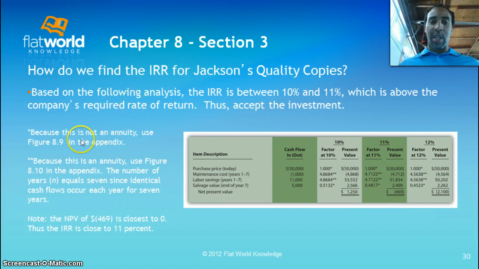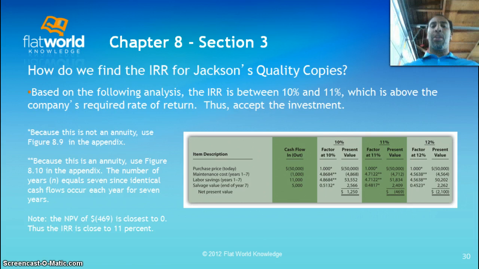So you see here it says because it's not an annuity, use figure 8.9 in the appendix, right? Just making sure that you know that the ones that are for annuity are for like maintenance costs. That you see right there that years 1 through 7, those are there. Labor savings also 1 through 7. So you see when it's multiple years, then those are the ones that you're going to use the annuity table on. So we just have to remember that we want to get as close to zero as possible, and negative 469 is closer to zero than 1,250, and it's definitely closer to zero than 2,100.